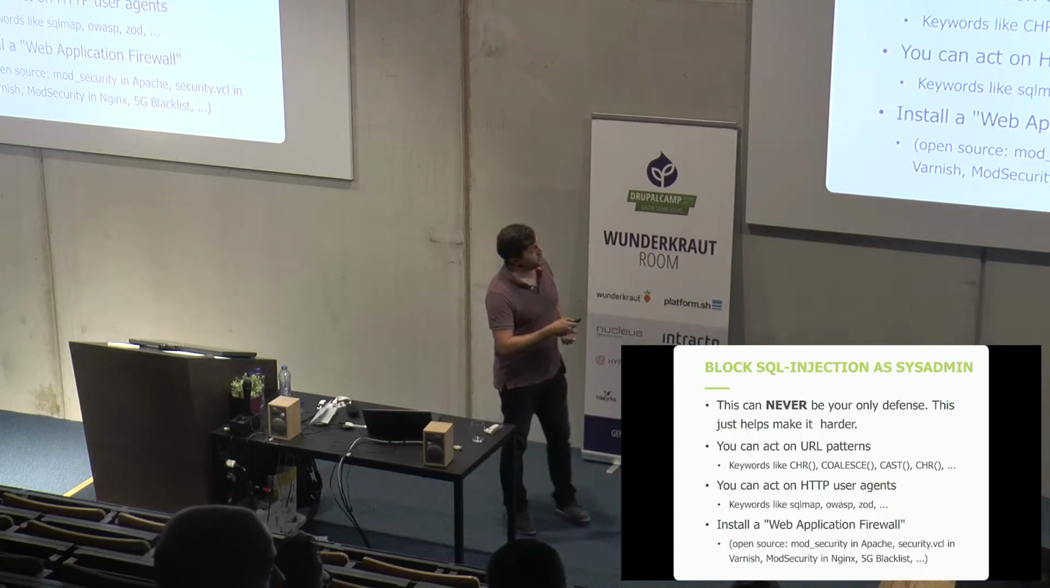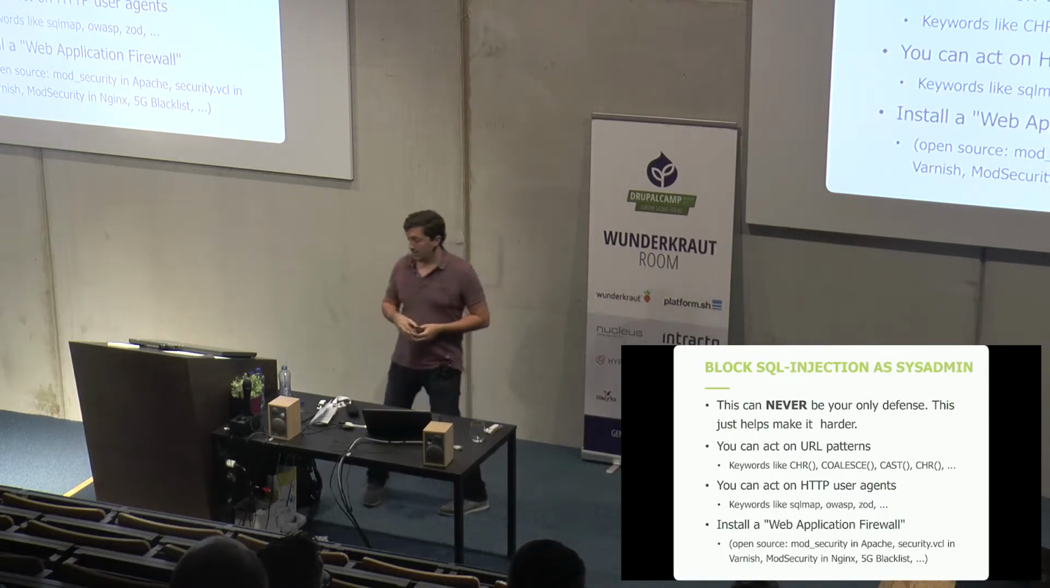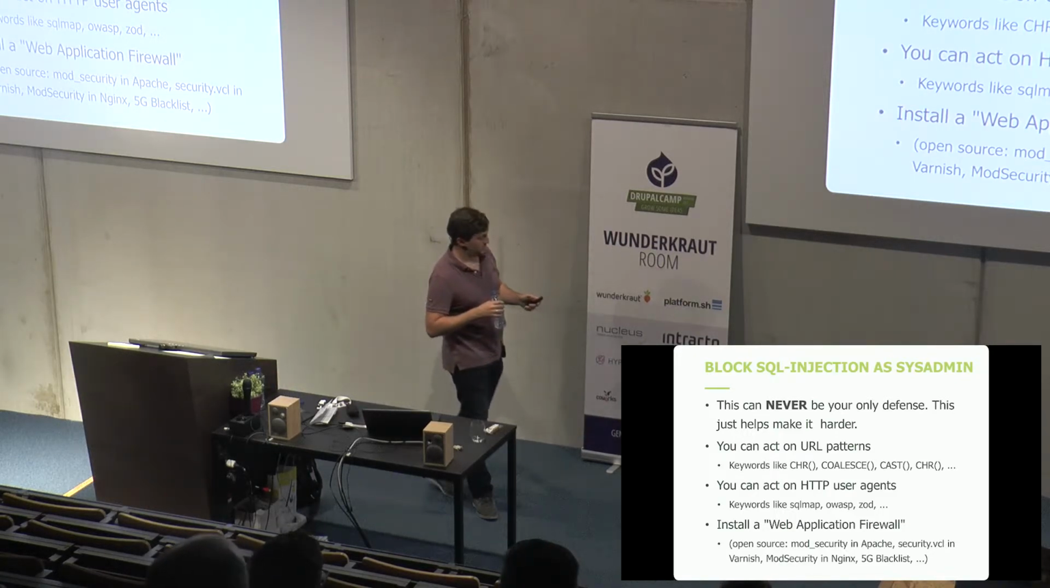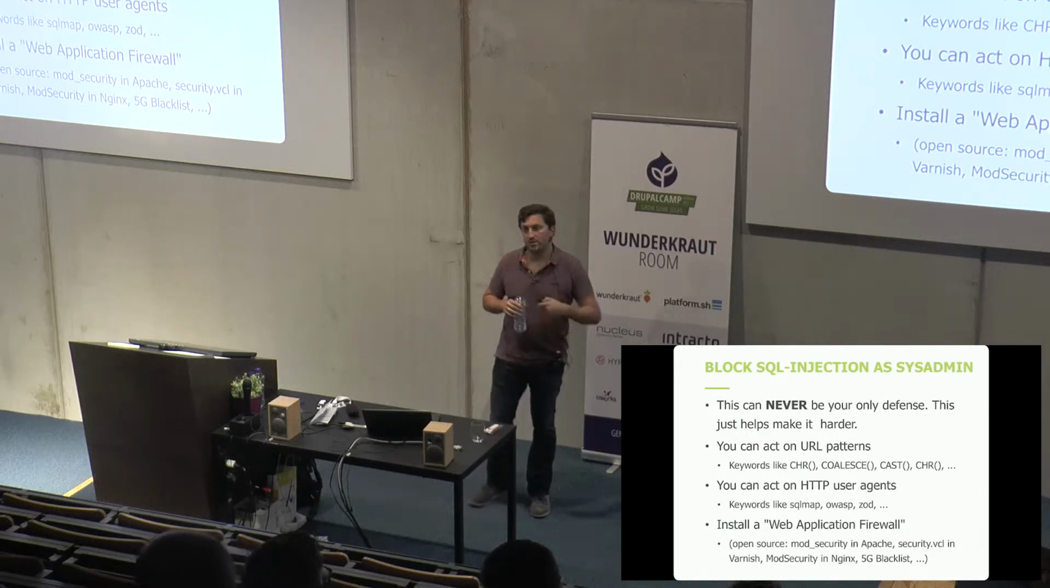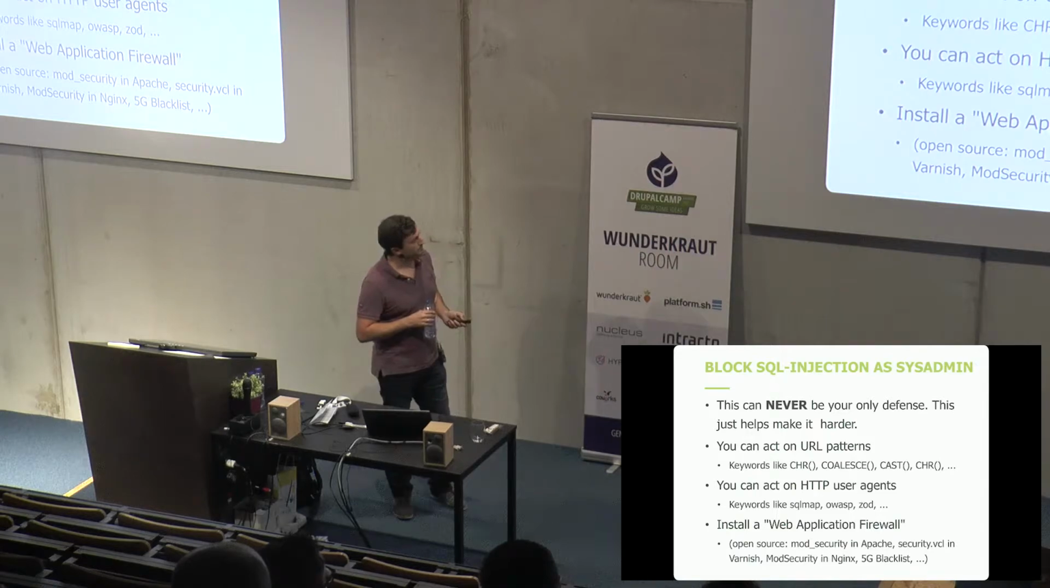You can act on user agents, so by default, Havij or SQLMap or those open source tools, they'll have a user agent to legitimately say who they are, SQLMap or Havij. Block those in an htaccess file. Say that everything that matches SQLMap suddenly gets denied on your system.